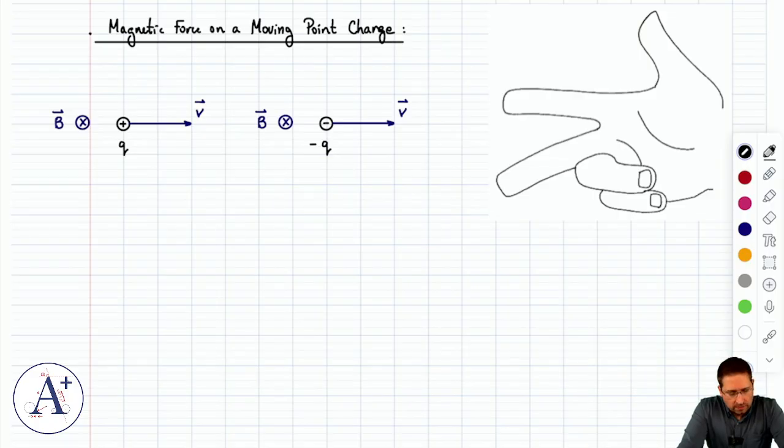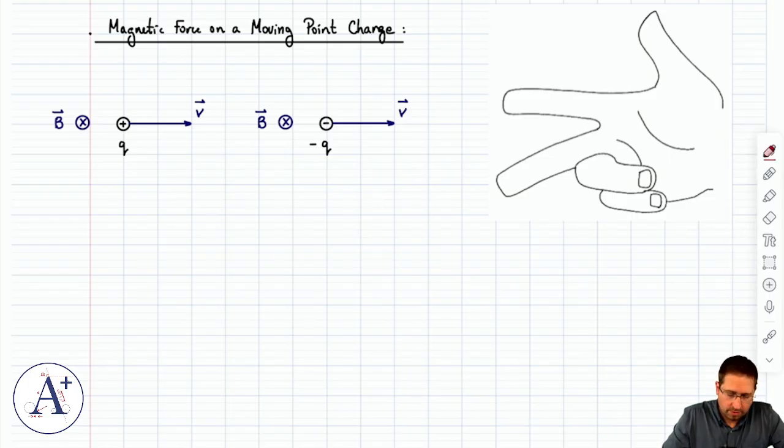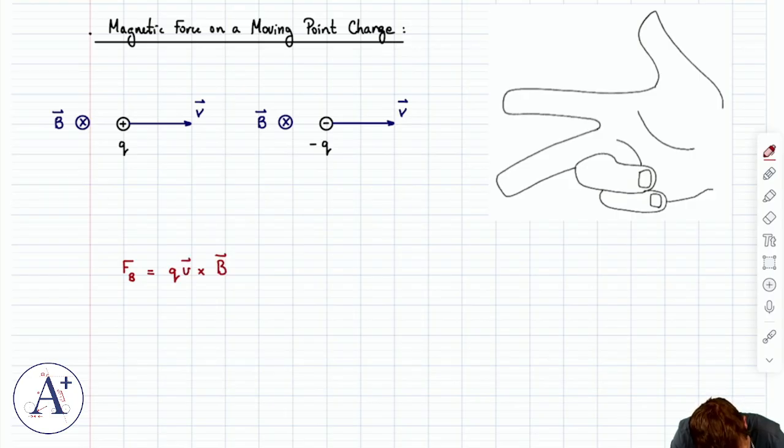Okay, a magnetic field can exert a force on a charged particle that moves through it, and that force is going to be given by FB equals QV cross B. So FB as a vector is QV cross B. FB in magnitude is going to be the absolute value of Q, because Q could be negative, times VB sine theta, theta being the angle between V and B.